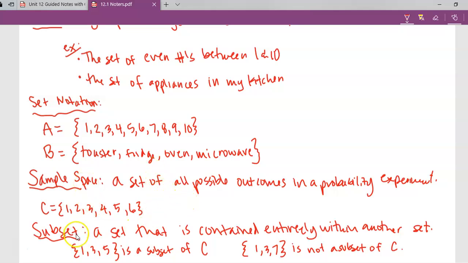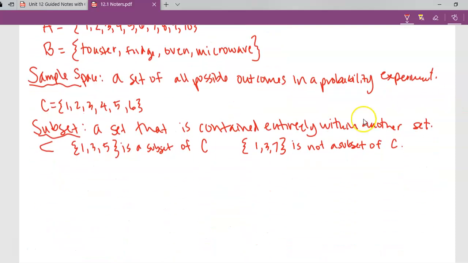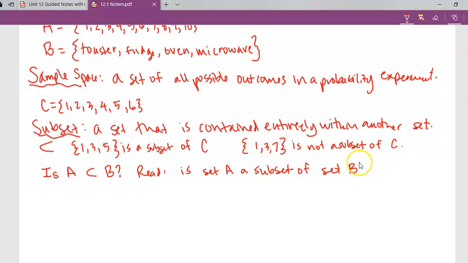So the notation for a subset is a sideways U, looks like this. And so the way we would maybe write this is we could say, is A a subset of B? This is how I would read this: is set A a subset of set B? So this should be a yes or no question. The answer would just be yes or no.